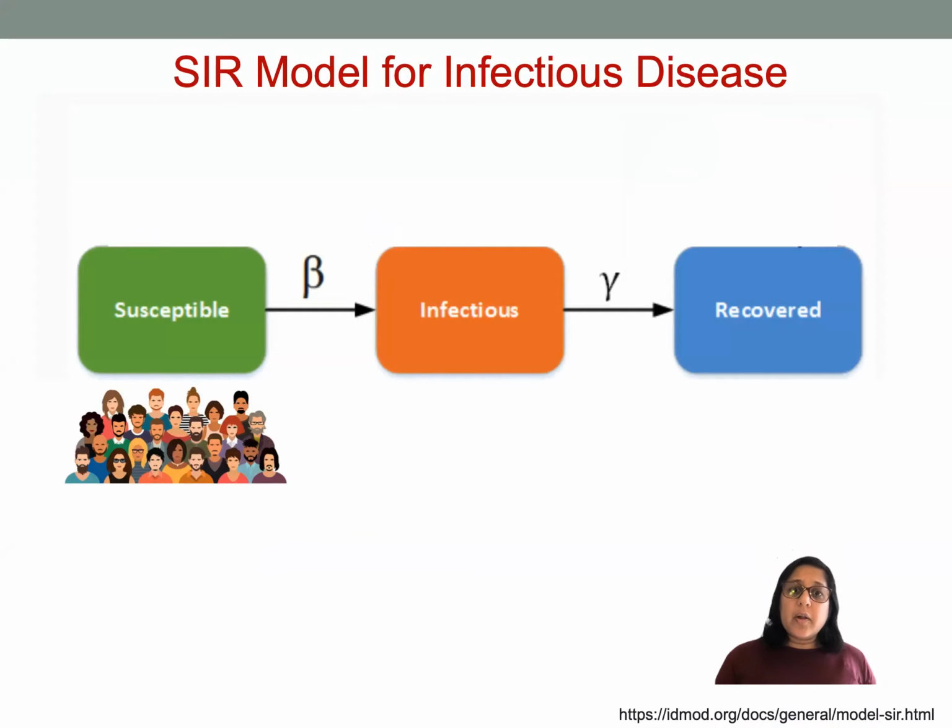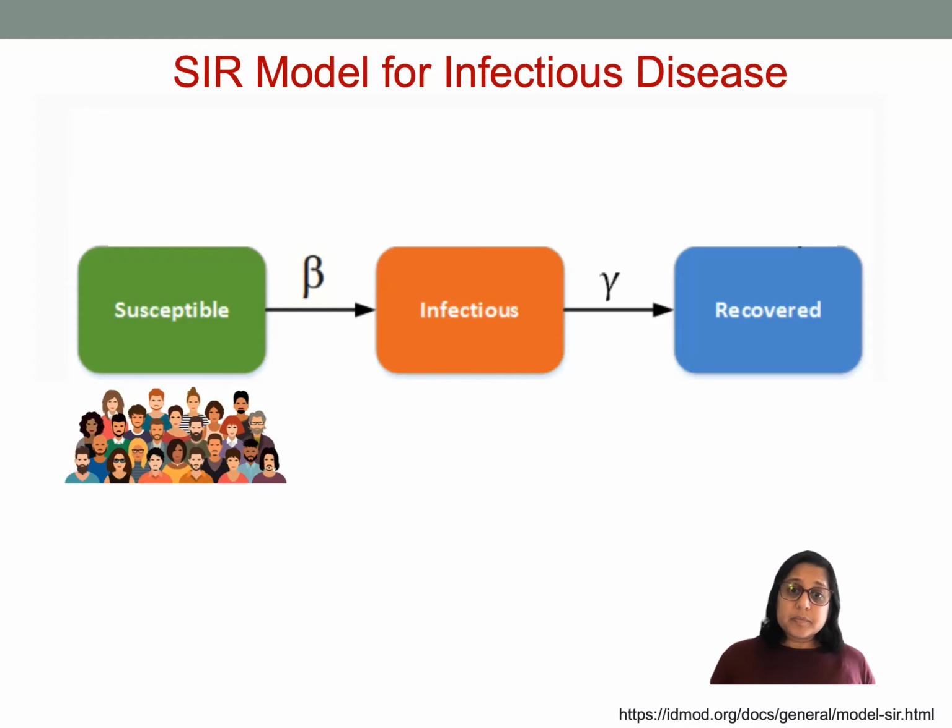In this model, think of everybody that you're trying to model, whether in a community, in a country, in the whole world, as fitting into one of these three categories. Either they're susceptible, meaning that they've not encountered the virus and they could get infected. They're infectious, which means not only are they infected, but they're at a stage where they could pass this on to somebody else. And recovered, meaning that they've recovered from the infection and they cannot pass it on to anybody else.